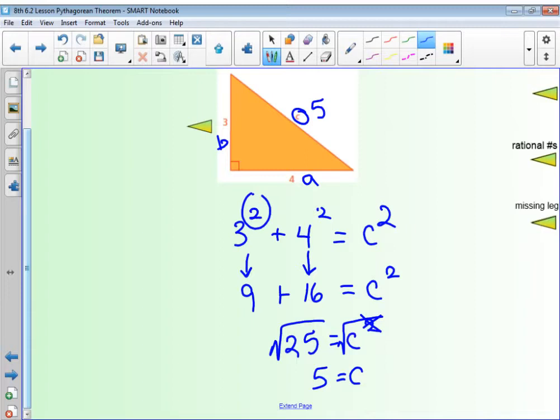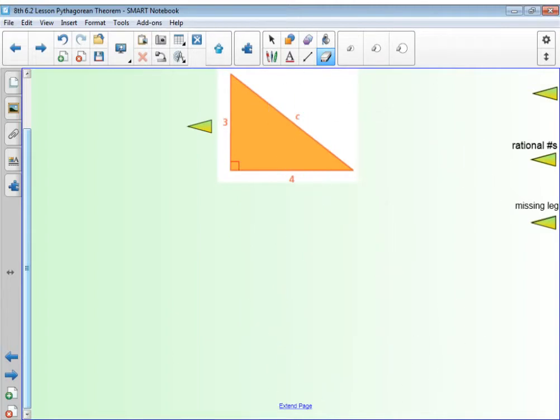Okay, so we're going to practice some of these where they're leaving the hypotenuse off. And then eventually we're going to leave off one of the legs. We're still going to follow the same formula.